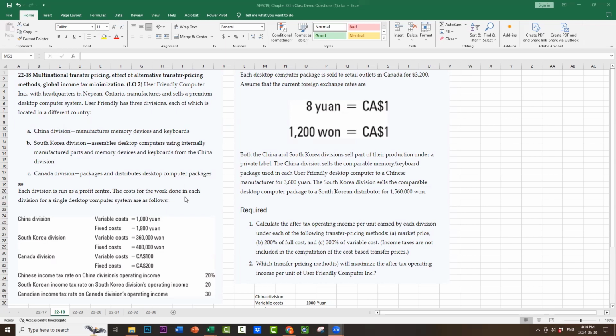The costs for the work done in each division for a single desktop computer system are as follows. So we've got variable costs in yen and fixed costs from China, South Korea, and the Canadian division. Then we've got the income tax rate. The Chinese income tax rate is 20%, South Korean is 20%, Canadian is 30%. Each desktop computer package is sold to retail outlets in Canada for $3,200. Assume that the current foreign exchange rates are as follows. So 8 yen equals $1 Canadian, and 1,200 won equals $1 Canadian.